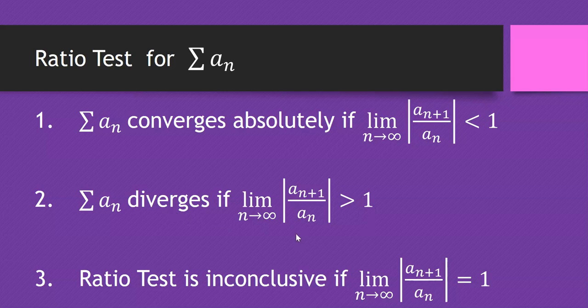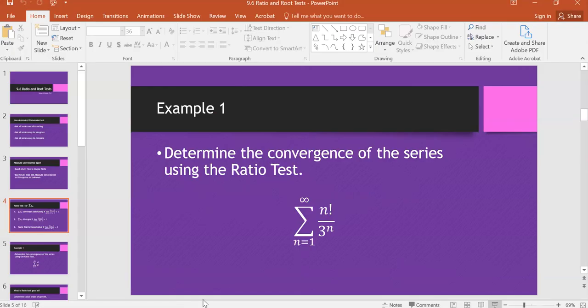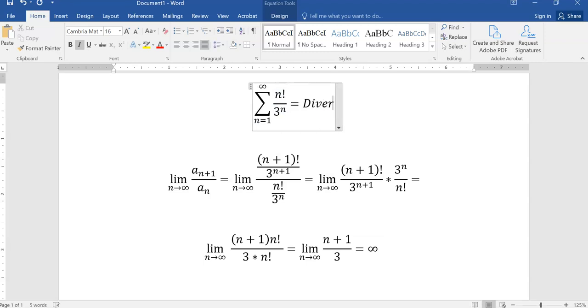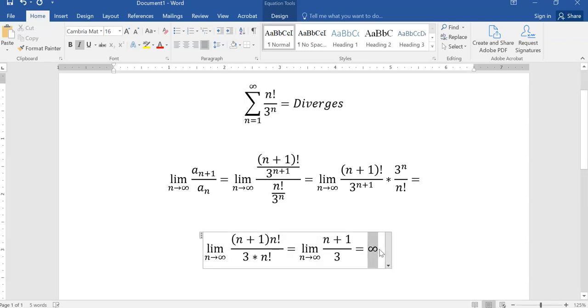By the way, I didn't mention this earlier, but I left off the absolute value signs when I was doing this because all of these terms are positive anyways. So absolute value is not going to do anything. So therefore, this infinite series diverges. Okay, again, that limit of that ratio is bigger than 1. Infinity is, again, much, much bigger than 1. So there you go.